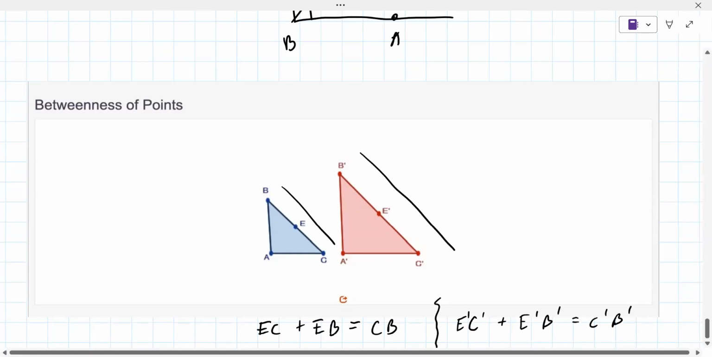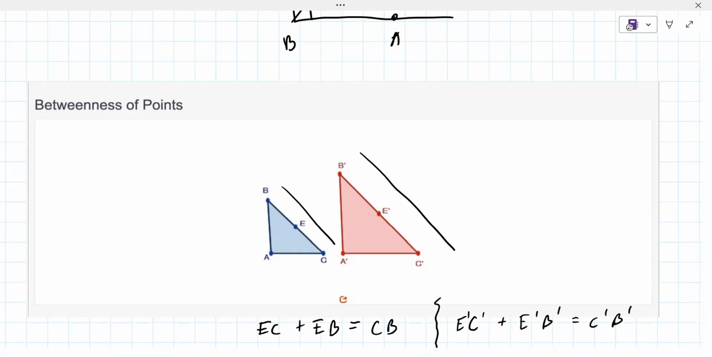Got it. So basically it's explaining that you add up two segments that are split by the midpoint. If you add both of those segments up, you get the length of the whole segment. Yes, the two parts add up to the whole. Got it.